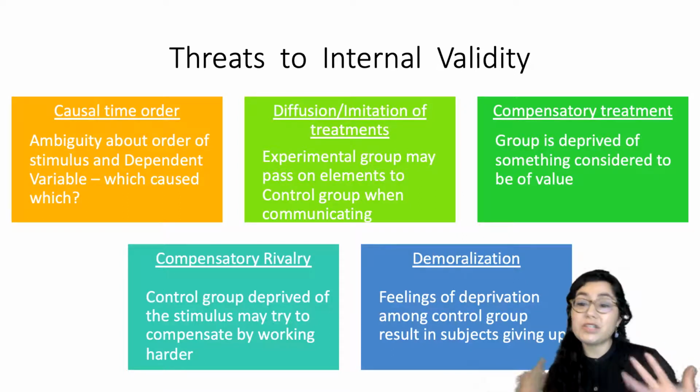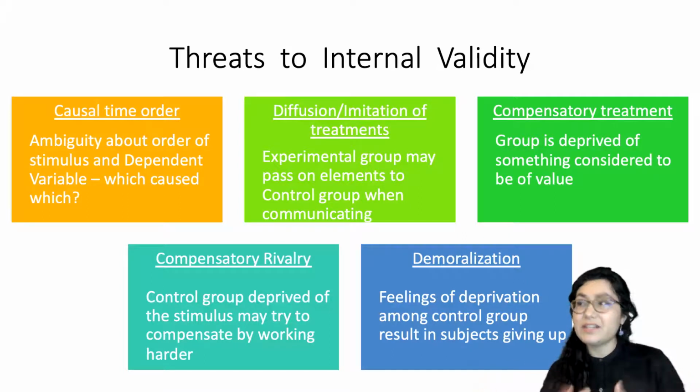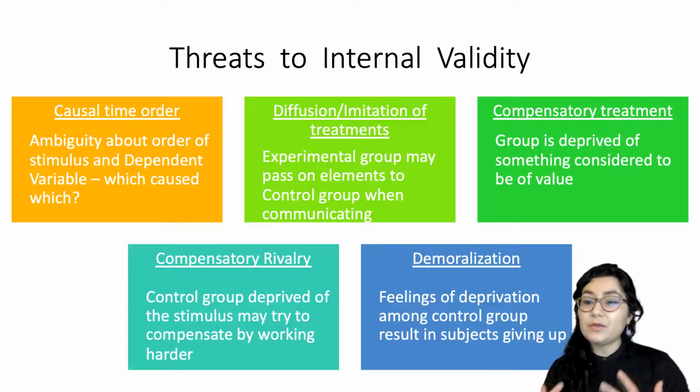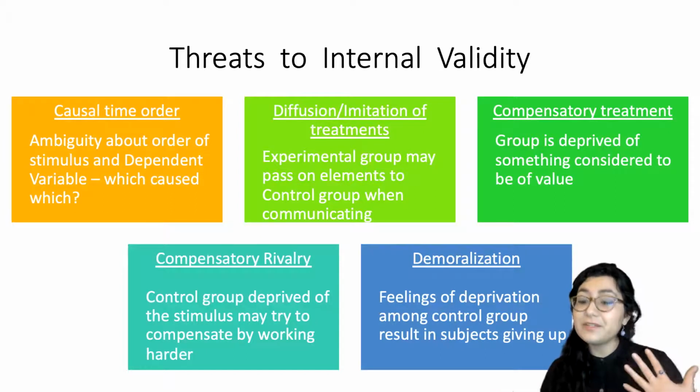So one way to go about it is to create a waiting list where eventually they'll get the program, but just not now. And that's one way to deal with that. Then there's compensatory rivalry. So the control group that's deprived of the program, the treatment, might compensate by trying to work harder. And so that would reduce the amount of treatment effect that we see because they're trying to get the outcomes that we're studying.